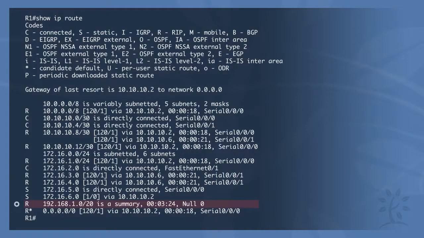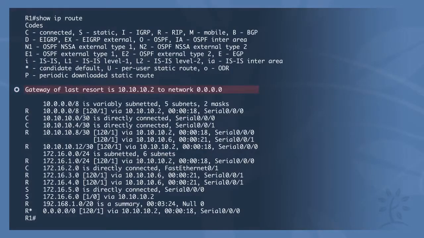An ultimate route is a route with a mask equal to or less than the default classful mask. An example of this would be a Class C address with the default mask of a /24. Another example would be a subnet or summarized address, such as the 192.168.1.0/20 address. This would be an example of a CIDR address.